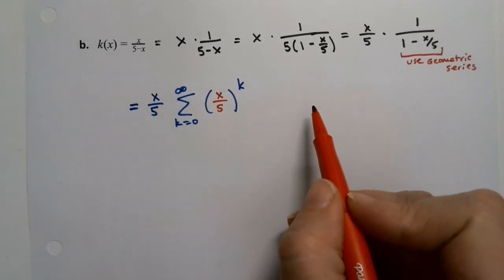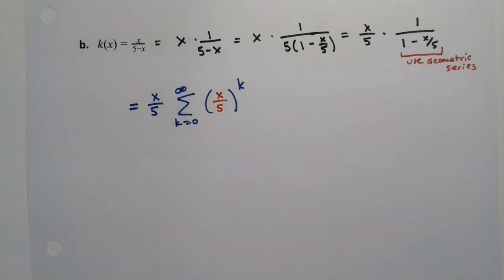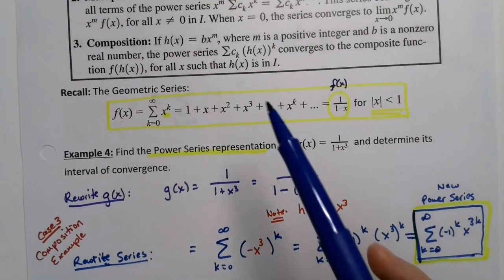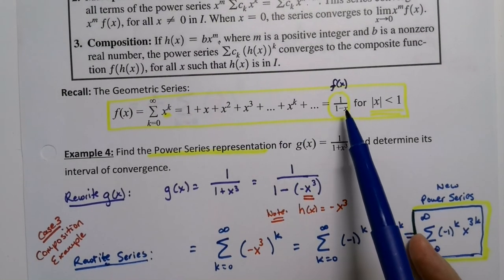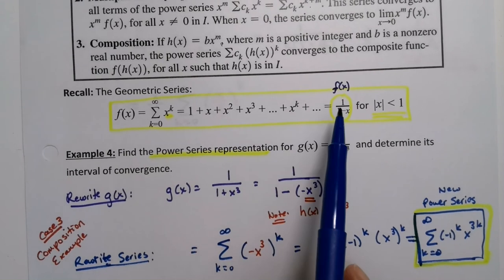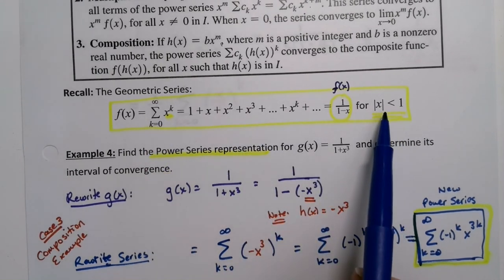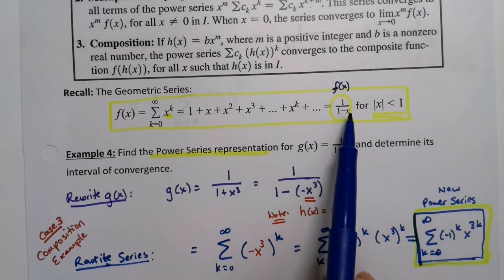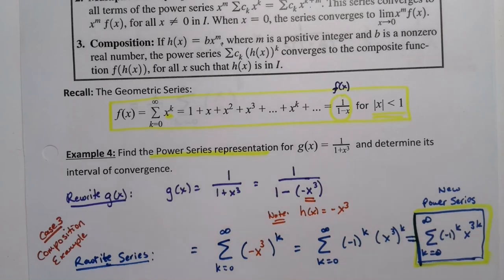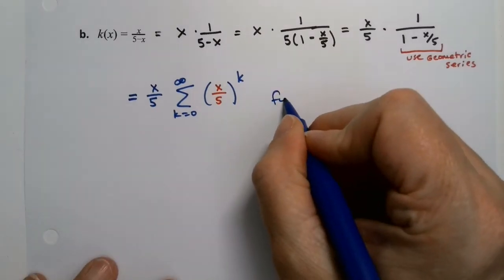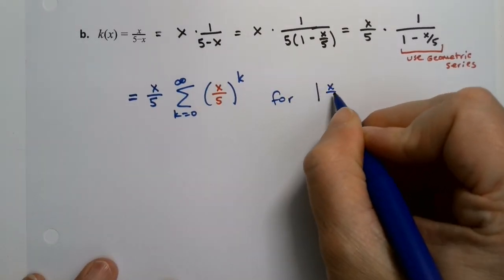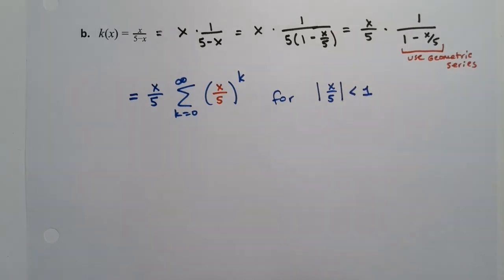All right, now when would this converge? So if you look at the geometric series, 1 over 1 minus x, this series converges to that function for this interval. But I don't have 1 minus x. I have 1 over 1 minus x over 5. So it's going to be the absolute value of x over 5 is less than 1. Like that.